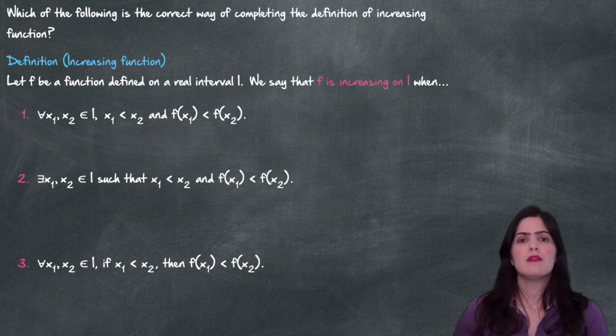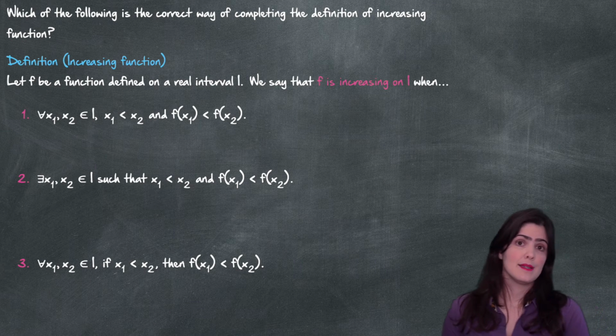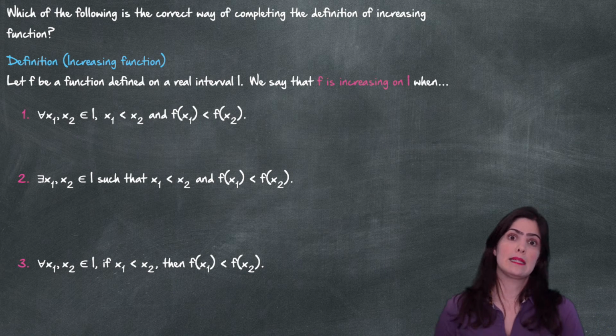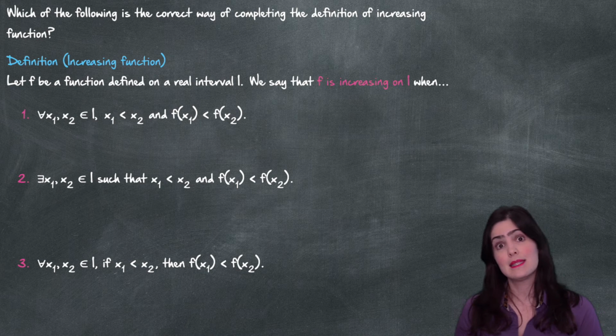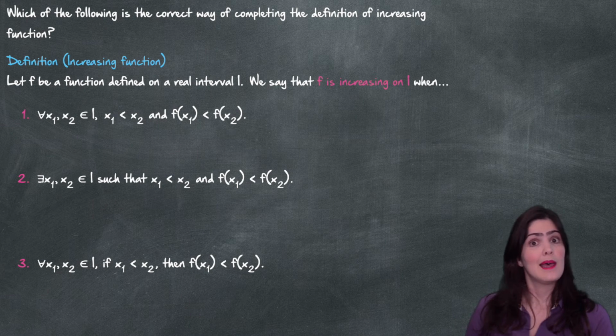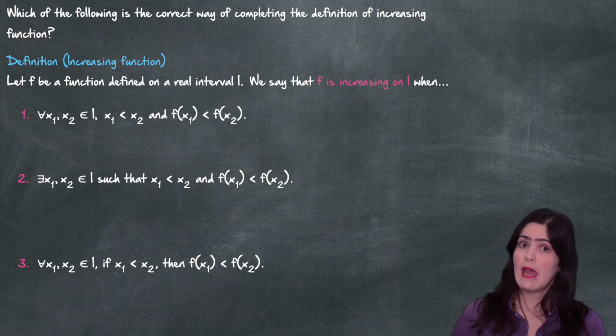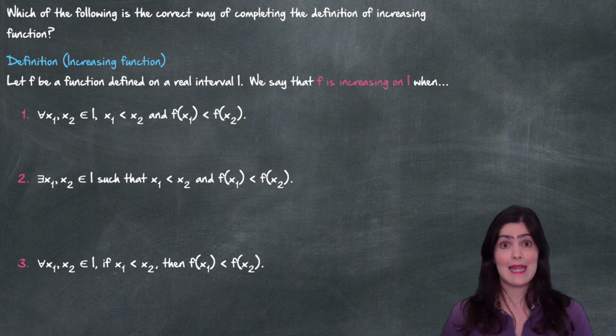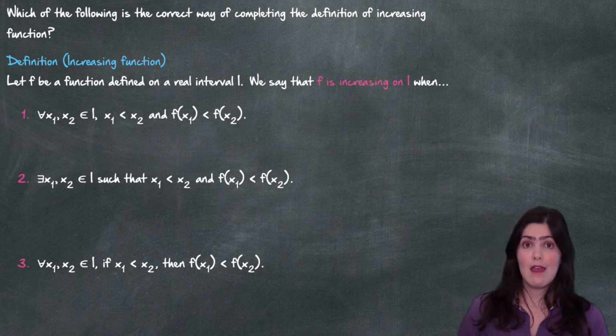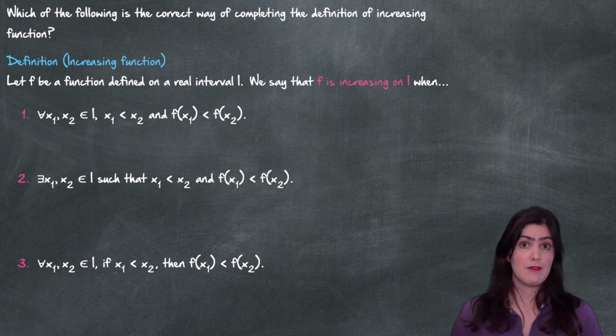Option 2, there exists x1 and x2 in I such that x1 is less than x2 and f of x1 is less than f of x2. And last but not least, for every x1 and x2 in I, if x1 is less than x2, then f of x1 is less than f of x2.